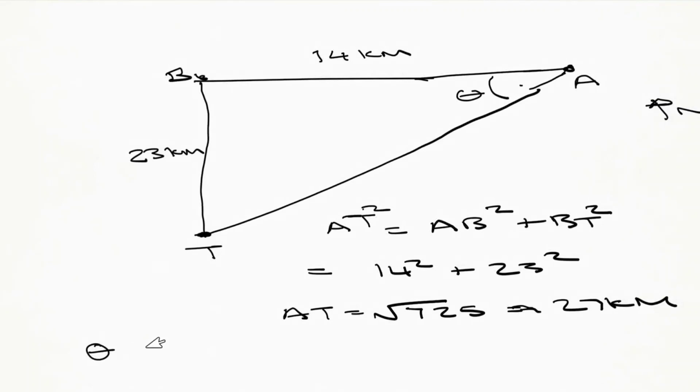So theta, going back to trigonometry, is the tan inverse of opposite over adjacent, which is 23 over 14. And that, if you use a calculator, gives you roughly 58 degrees. Now, how do we calculate the bearing of that? Well, let's go further. We know that theta is 58 degrees, roughly.